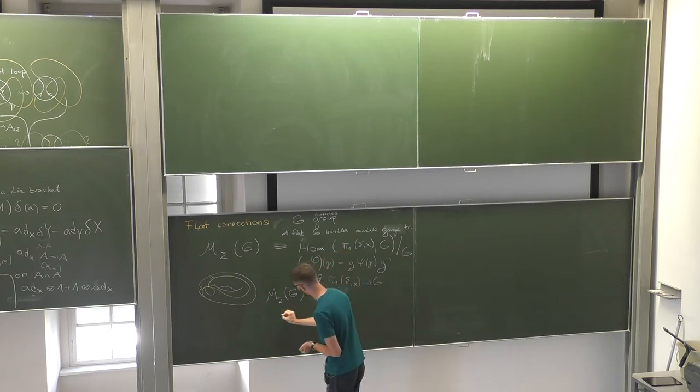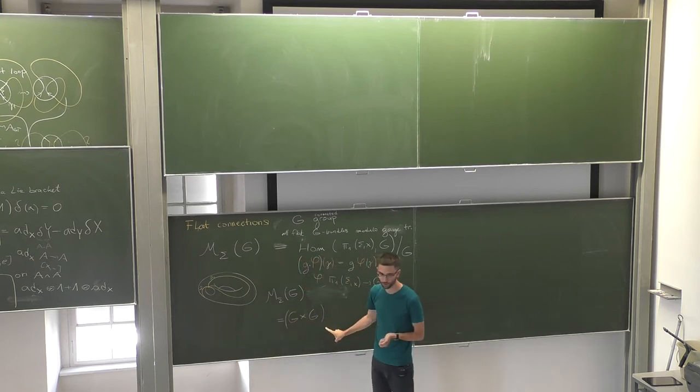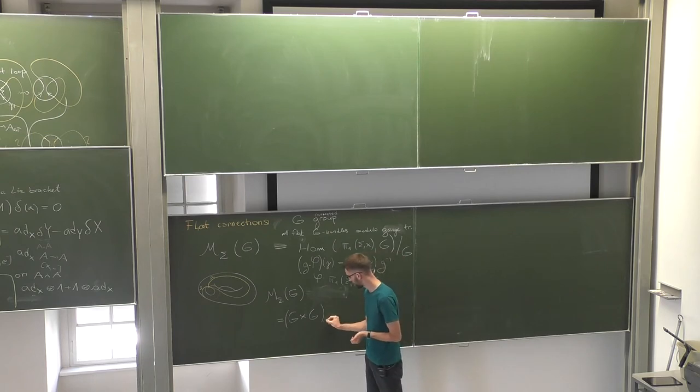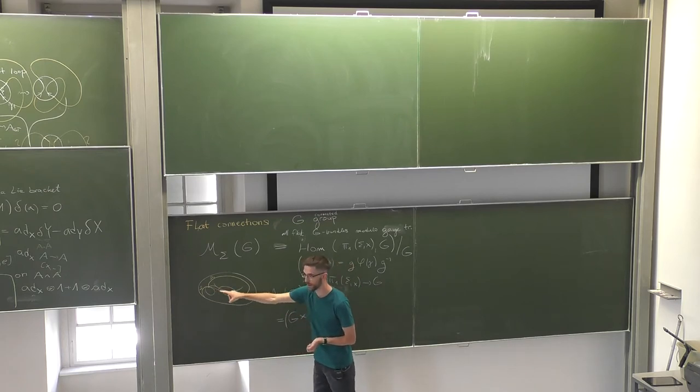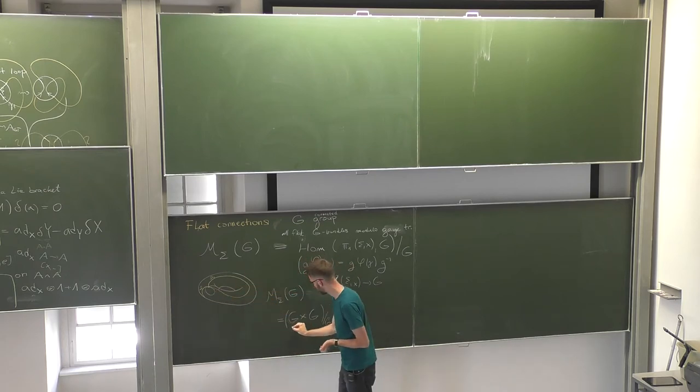G cross G modulo the simultaneous conjugation. And you should just view this map, which goes from here to here, as you take the holonomy along gamma 1 and holonomy along gamma 2.